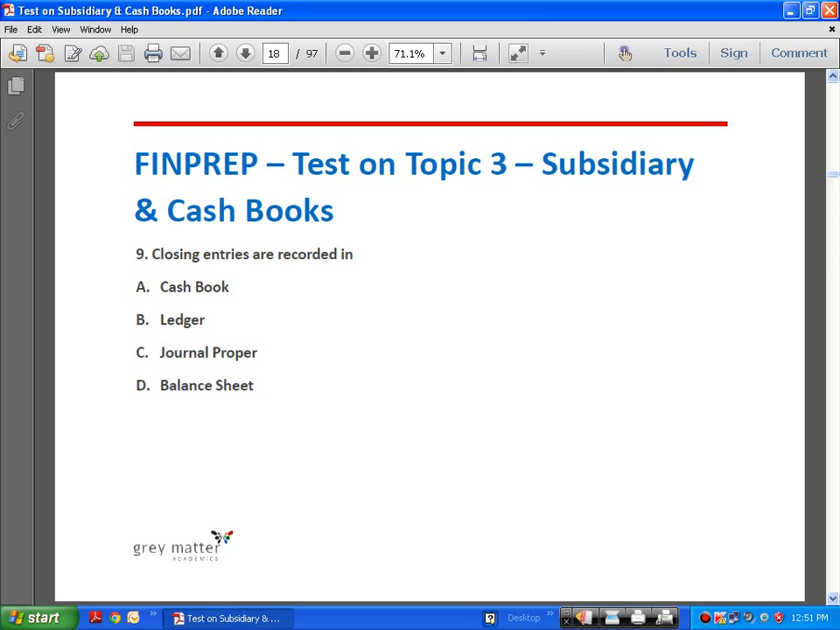Similarly, rent account is closed by transferring the balance in the rent account to the P&L account by passing the journal entry P&L account debit to rent. So such entries are closing entries, and they are first recorded in the journal proper, after which they are posted in the respective ledger accounts. So answer is C.